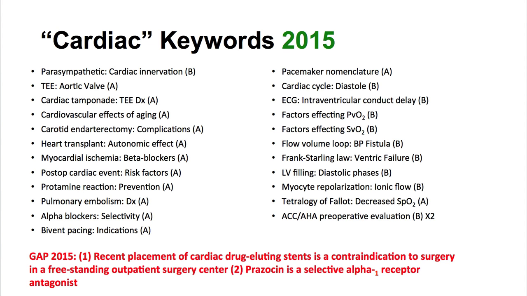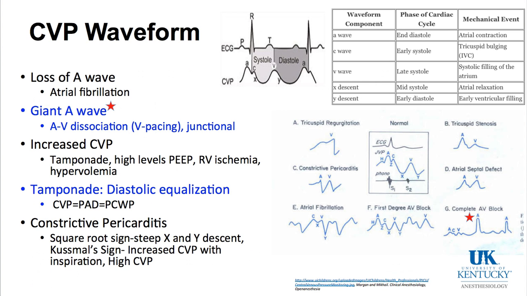As a reminder, the B stands for the basic exam, the A stands for the advanced exam, and the GAP 2015 refers to the 2 cardiac topics in the 2015 ITE where more than 50% of CA3 residents in the United States missed the question. We'll move right on into our first keyword, which is the CVP waveform.